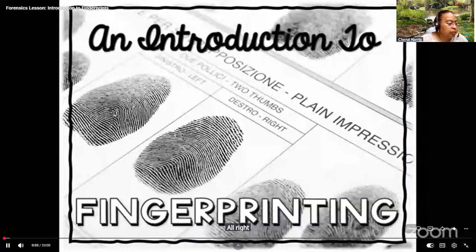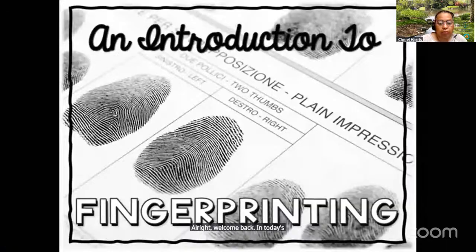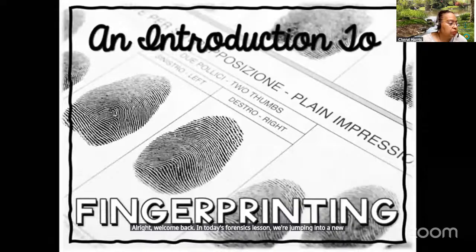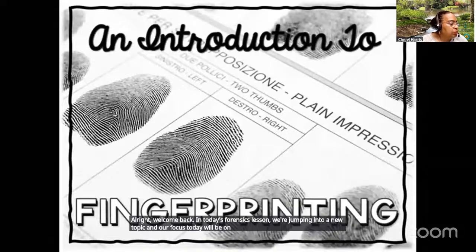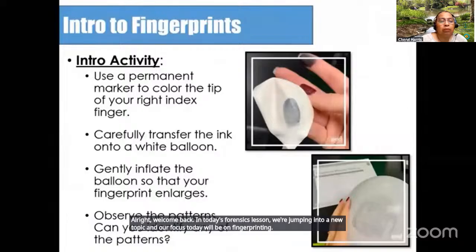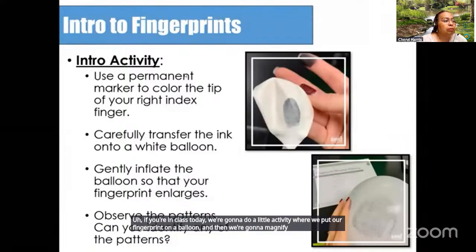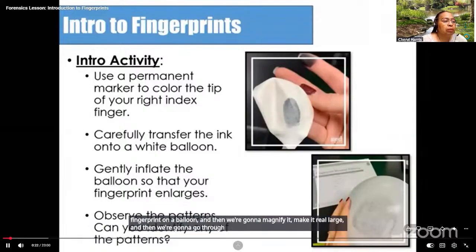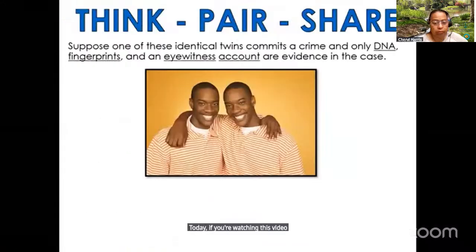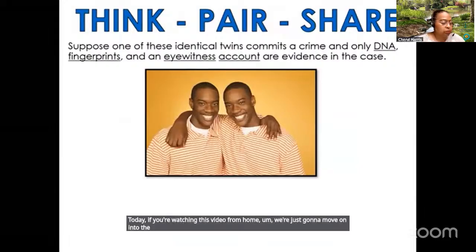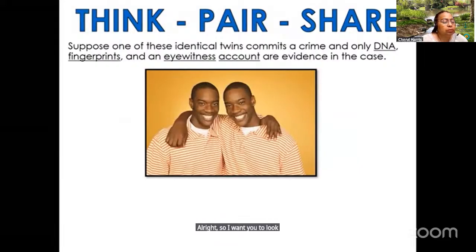All right, welcome back. In today's forensics lesson, we're jumping into a new topic, and our focus today will be on fingerprinting. If you're in class today, we're going to do a little activity where we put our fingerprint on a balloon, and then we're going to magnify it, make it real large, and then we're going to go through and find some common minutia patterns and just kind of explore and look at our fingerprints. If you're not with us in class today, if you're watching this video from home, we're just going to move on into the lesson.